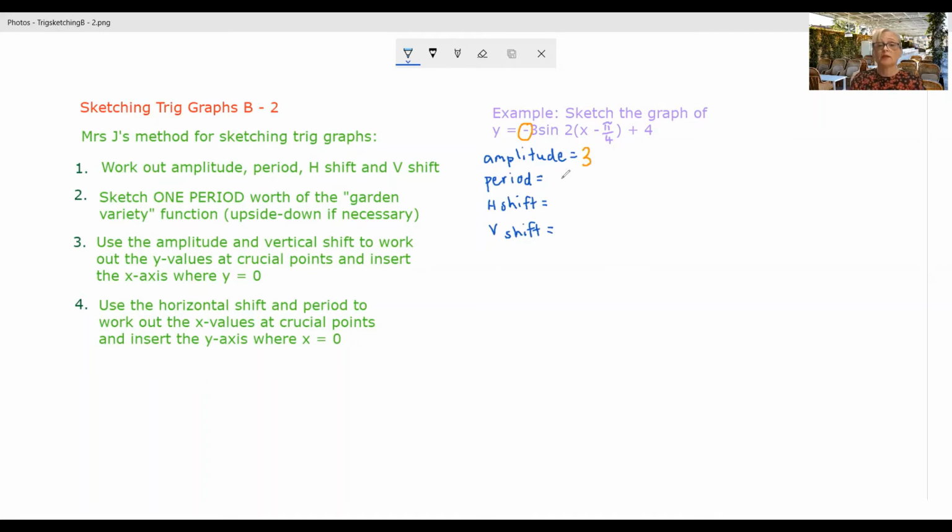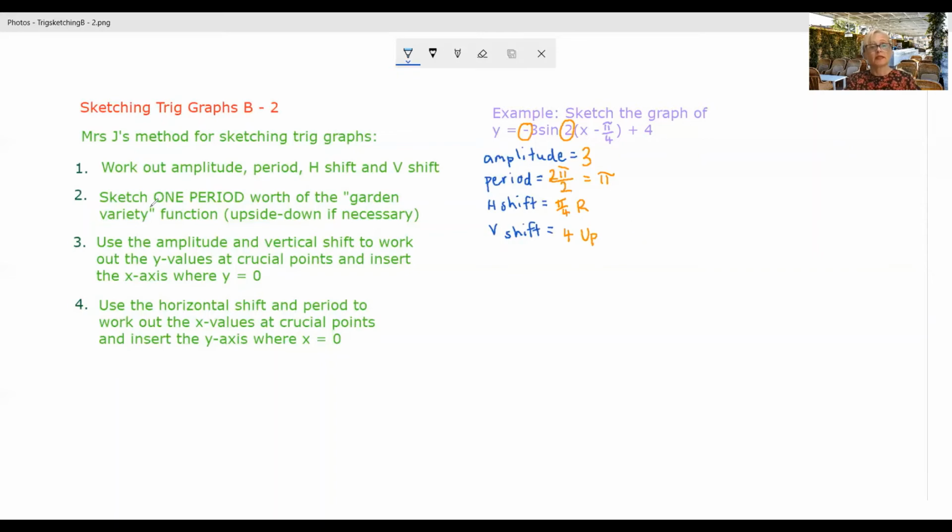The period is going to be the normal period of a sine curve, but divided by this number. We're going to get that number of repetitions every 2 pi. So the period for this particular function is going to be pi. The horizontal shift, we've got a minus pi on 4, so we've shifted pi on 4 to the right. And because of this plus 4, the whole thing has been shifted 4 up. So that's my first step. I work out the various changes to the formula and what difference they've made.